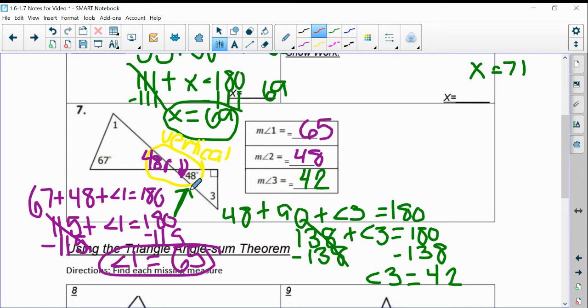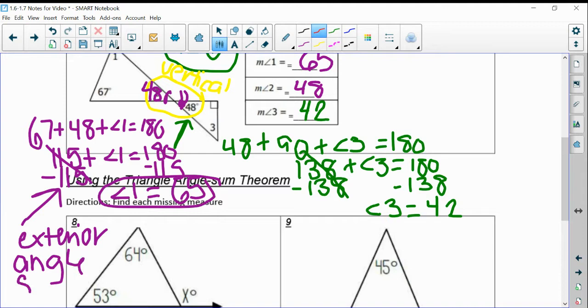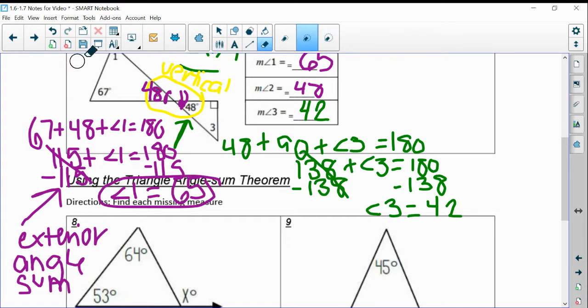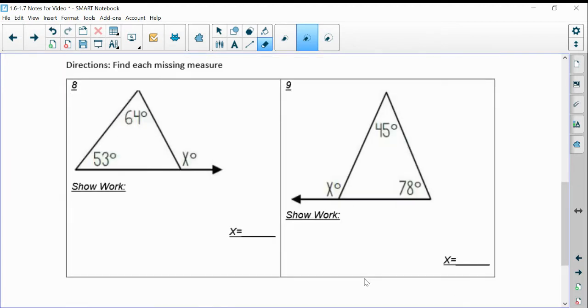Or sorry, it says triangle angle sum. Fix your notes. This should say exterior angles sum. So we're using the exterior angle sum theorem. Do you have this copied? And did you fix your title? Because I'm going to erase all of it. But you should fix this title. Got it? All right. Now we're going to go ahead and get started on our triangle exterior angle sum theorem.